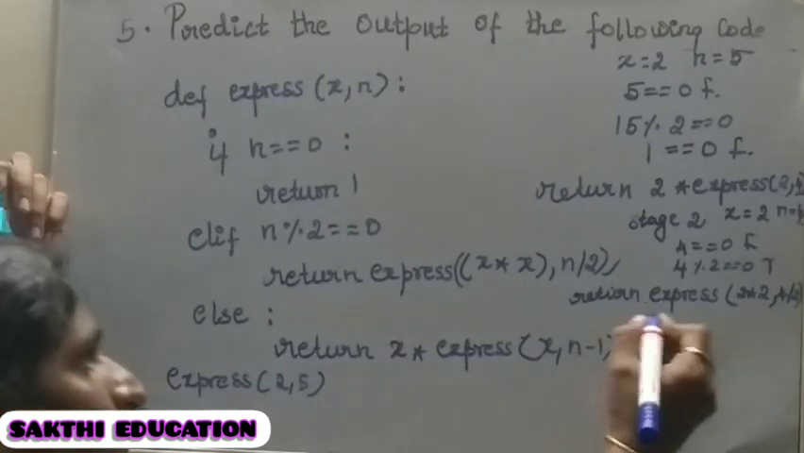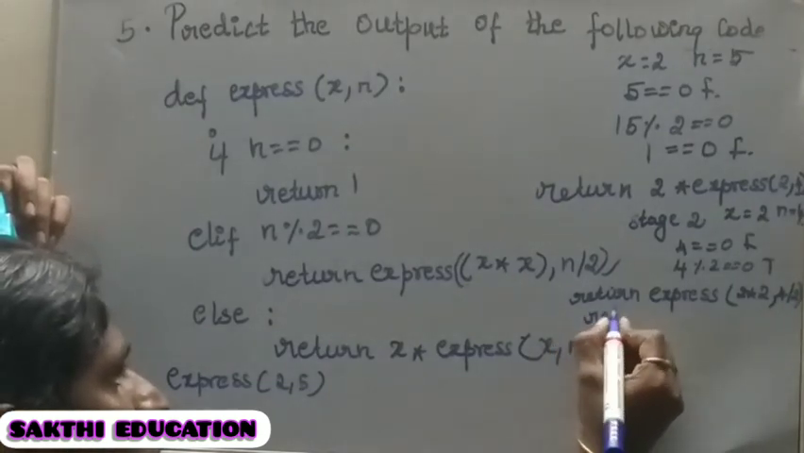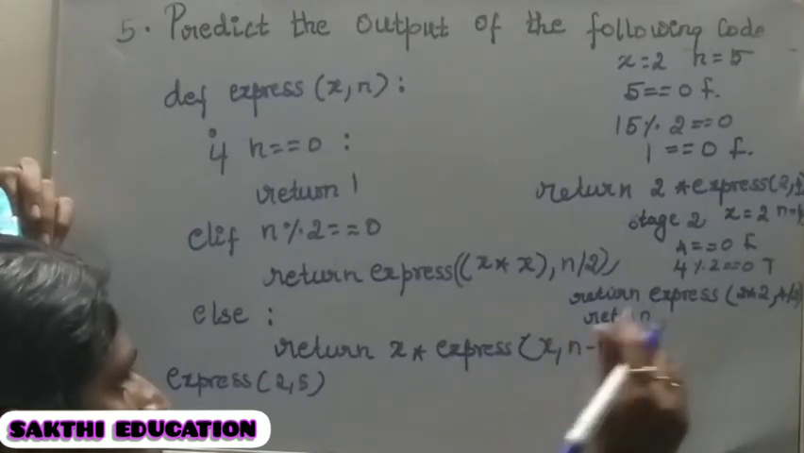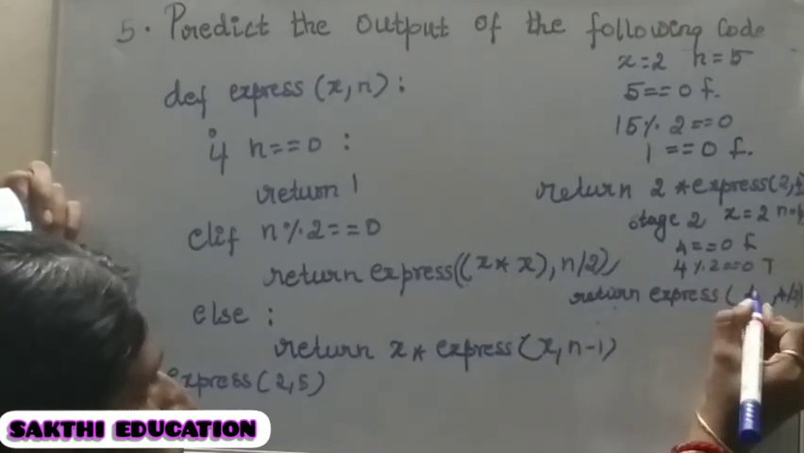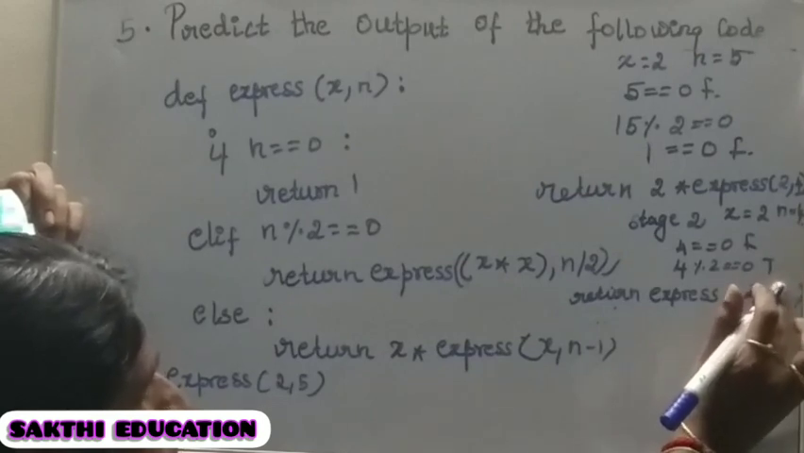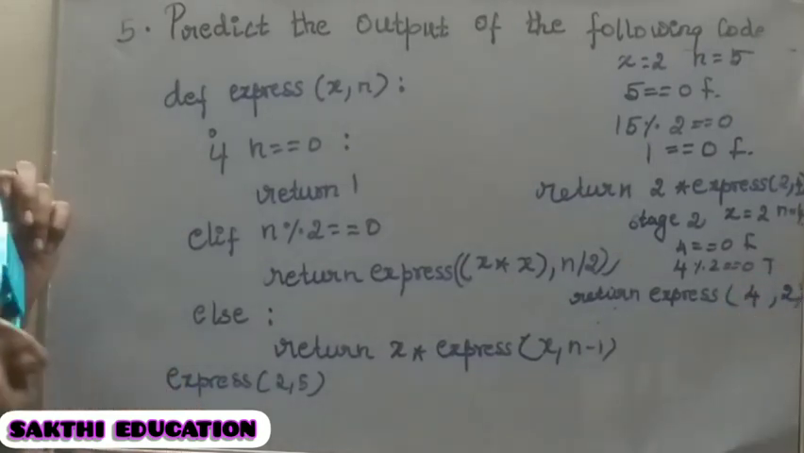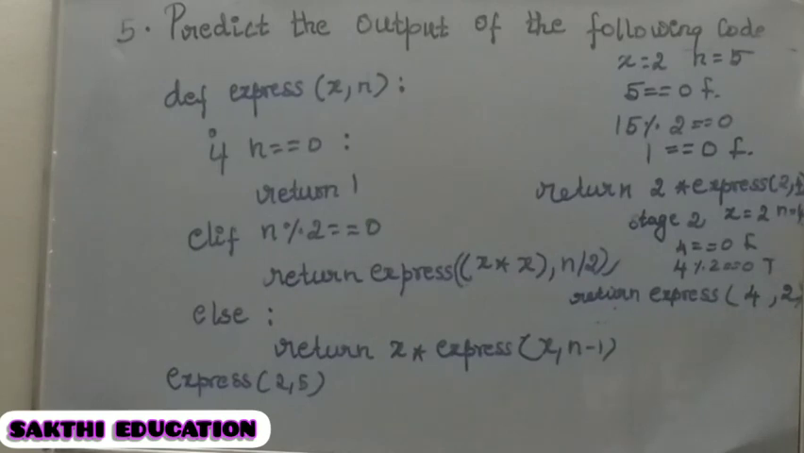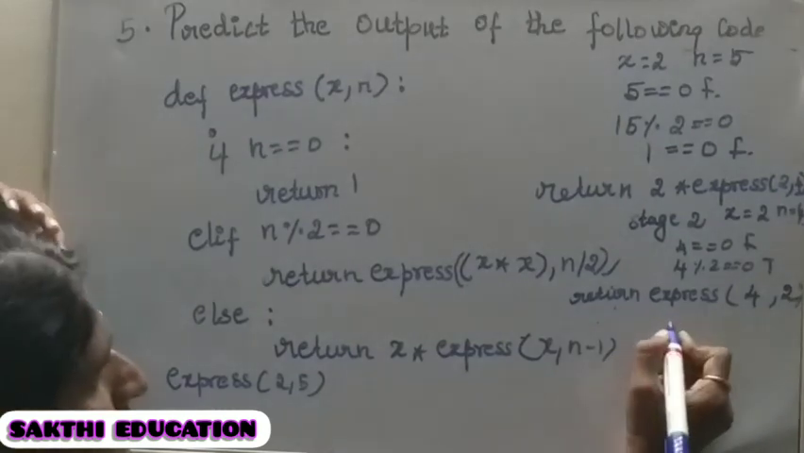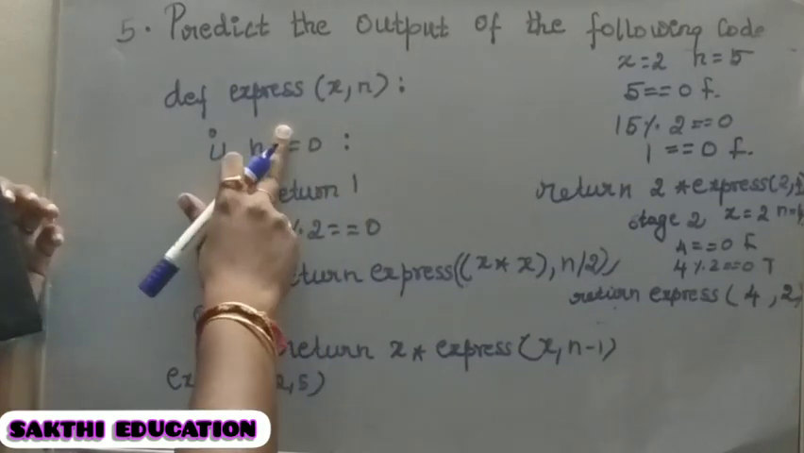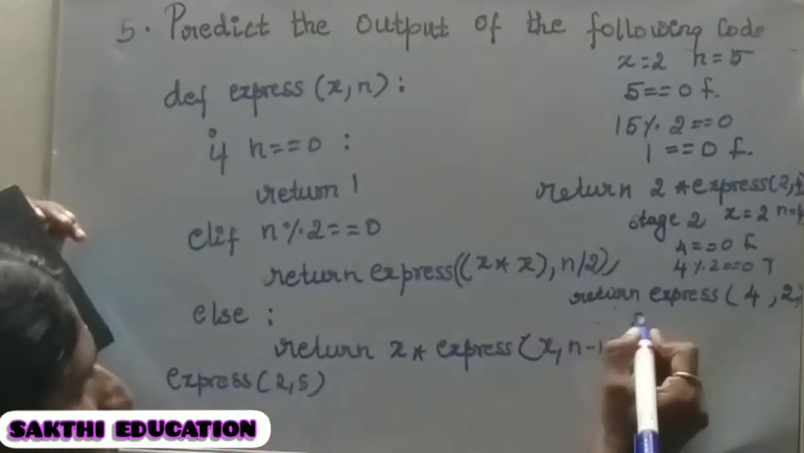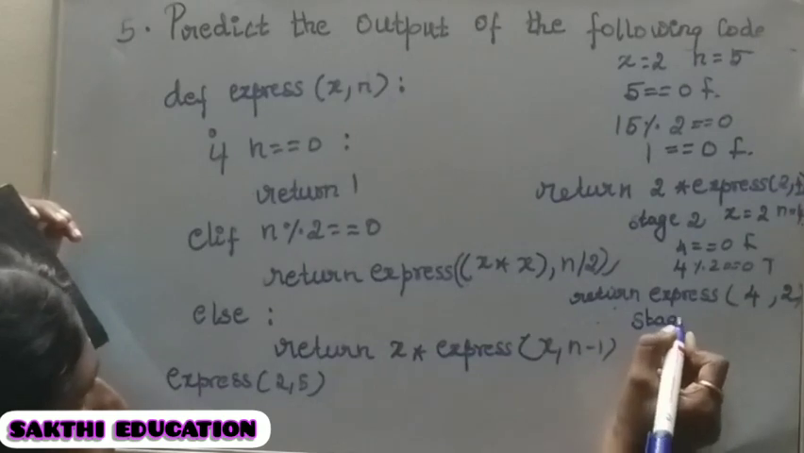Then what will happen? Return. Directly we will write 2 into 2 is what? 4. 4 by 2 is what? 2. Now the x value changed to 4 and your n value also changed to 2. Next we are moving to this, which is also a function call. Again it will call the function definition. Now we are entering stage 3. In total we have 5 stages.